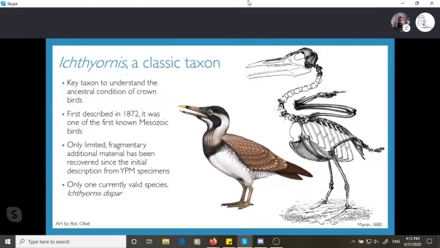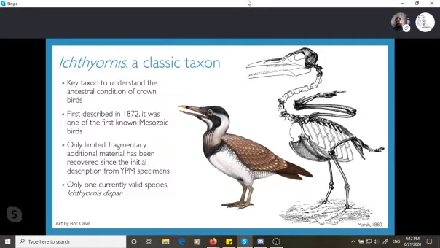It was first described in the late 19th century by Othniel Marsh of Bone Wars fame, and it was then one of the first known Mesozoic birds. It was a very important discovery. Even Charles Darwin commented on it as proof for his then new theory of evolution.